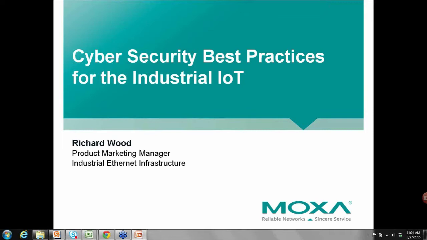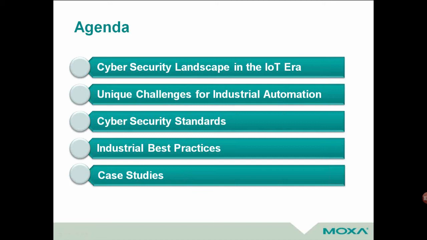Thank you, Marty. All right, so here's today's agenda. We'll begin by reviewing the cybersecurity landscape in today's Internet of Things era. Then we'll jump into some unique challenges for industrial automation. From there, we'll begin to discuss some of the standards that have emerged around industrial cybersecurity and get into some best practices. And then finally, we'll wrap up with a few case studies and get into the Q&A. As Marty mentioned earlier, as we go through today's presentation, please use the Q&A box on the right sidebar to ask any questions you may have.